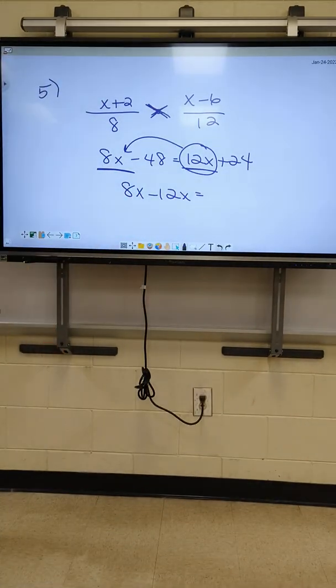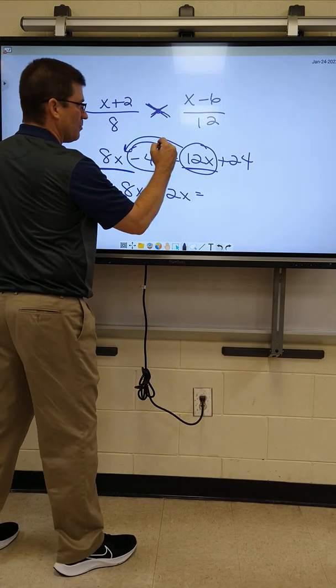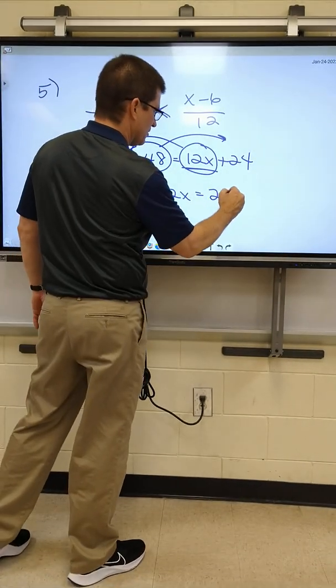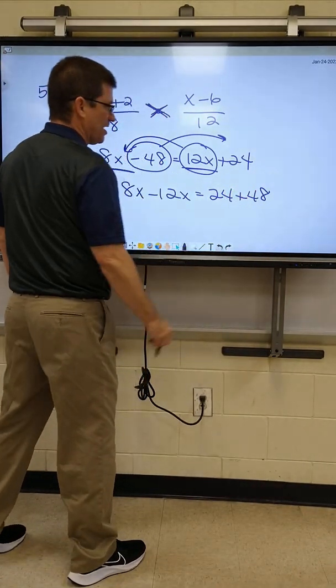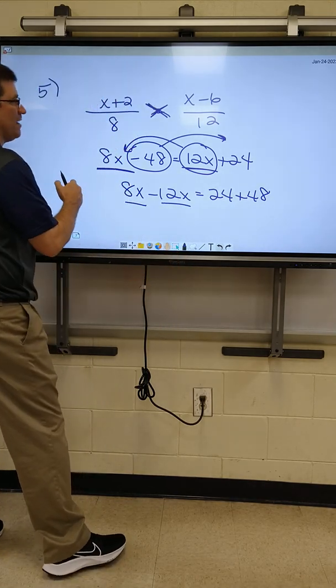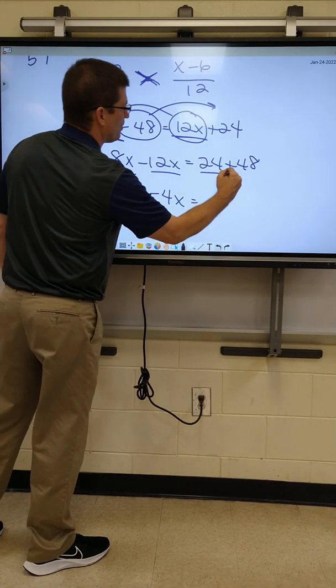The only thing you can have on the left side of the problem is your variable, your x's. So now what's going to happen with minus 48 when I move it over here? It becomes positive. There you go. All right, that's how you set it up. So now, Jacob, add these two up in your calculator for me. Tell me what you get. Negative 4x. Very good.